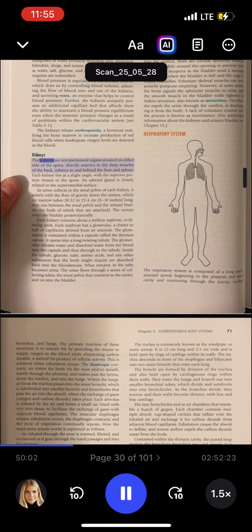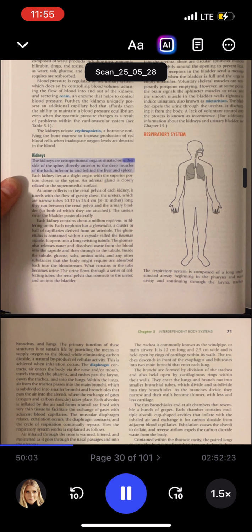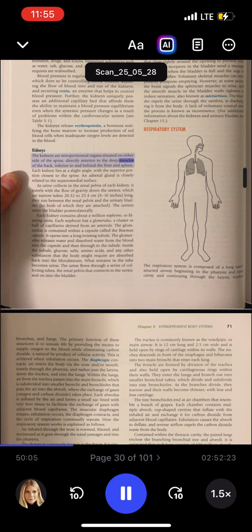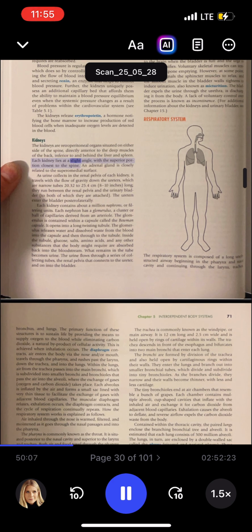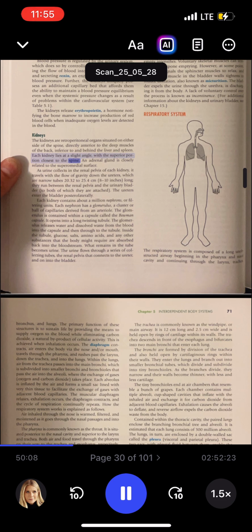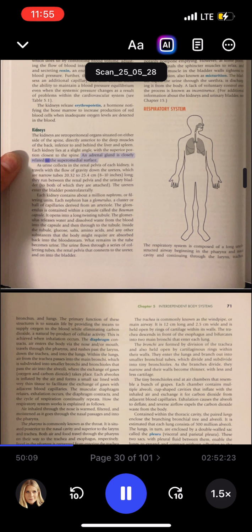Kidneys. The kidneys are retroperitoneal organs, situated on either side of the spine, directly anterior to the deep muscles of the back, inferior to and behind the liver and spleen. Each kidney lies at a slight angle, with the superior portion closest to the spine. An adrenal gland is closely related to the supramedial surface.